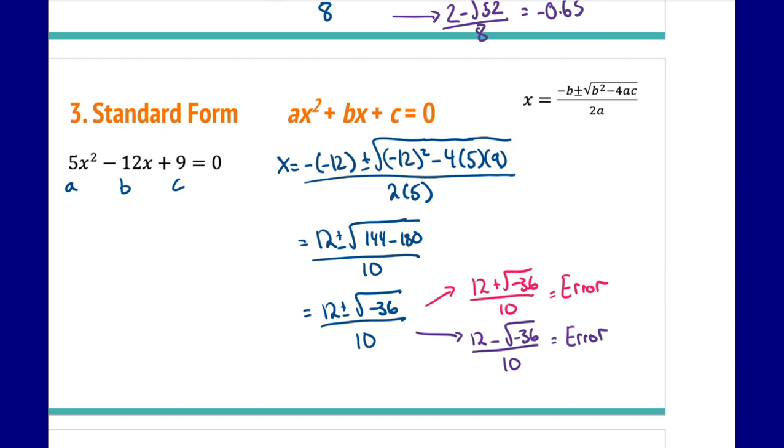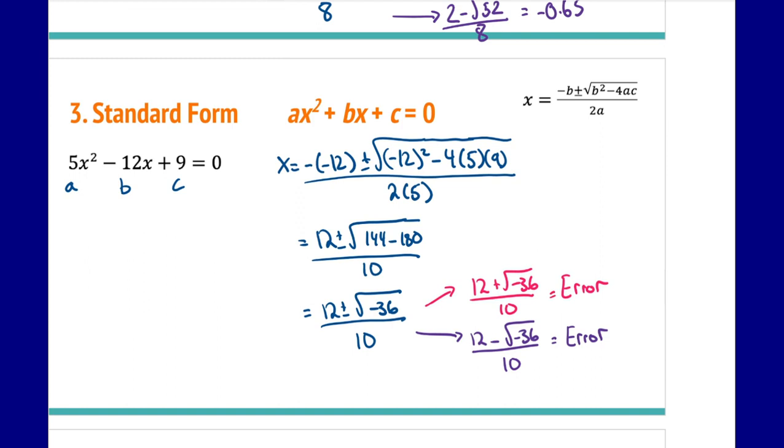Now, you might hear about imaginary numbers. Again, that's something a little bit more complex. We're not going to worry about that. So if you get a negative value and you try to square root it, you'll find that it won't work, which makes sense, as we just mentioned. So that's why you have the error in both situations.